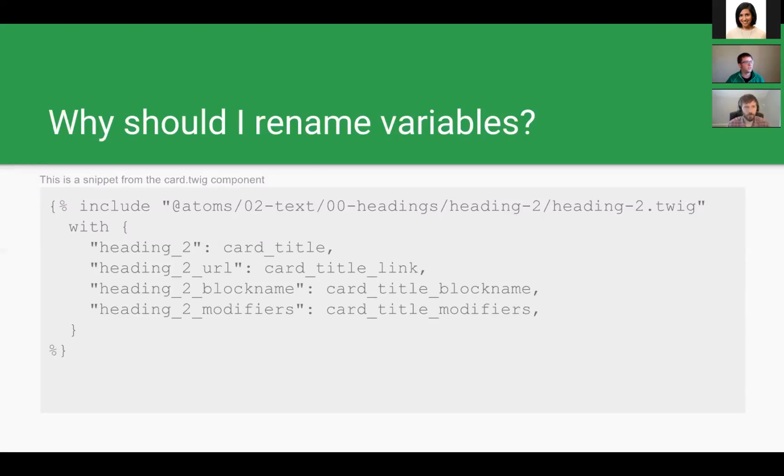So this is actually a good example of that too. When we're including our heading 2 for the title of the card, we don't want to have to say my label variable from Drupal is passed to the heading 2 field variable in the card. We want to be able to say my label is my card title. And so that's why we're renaming the variables as we go up, so that things make sense as we use it.